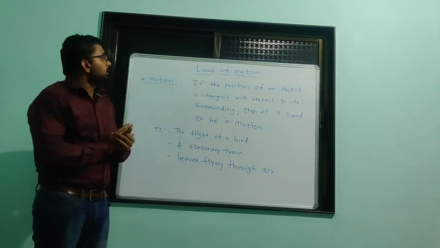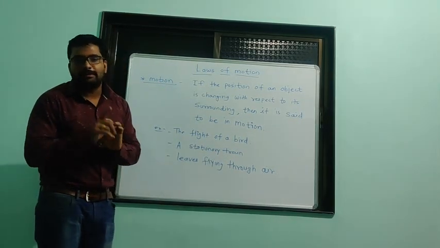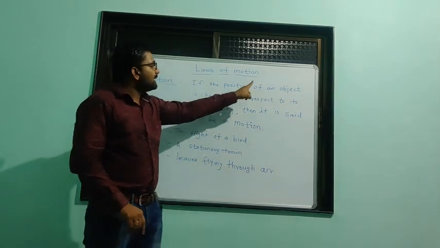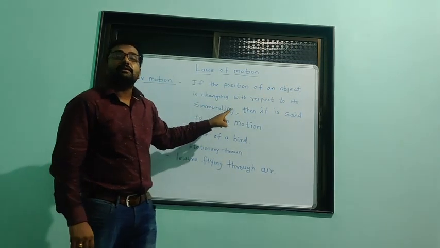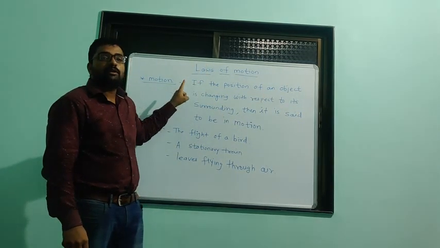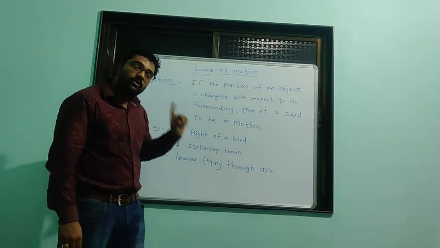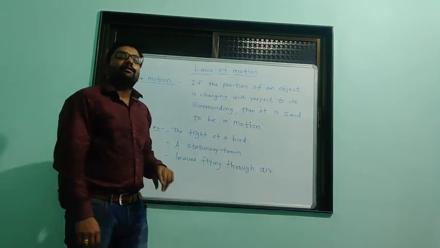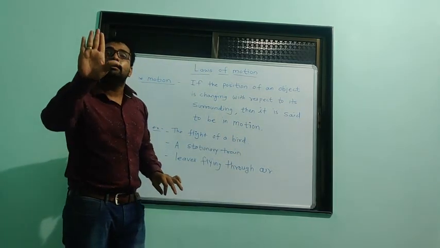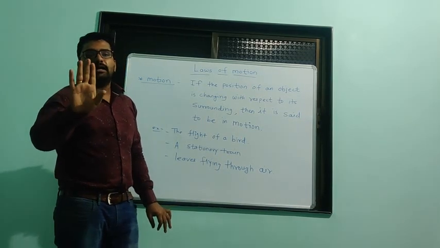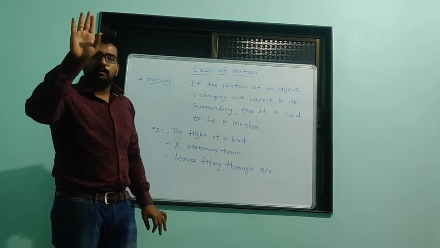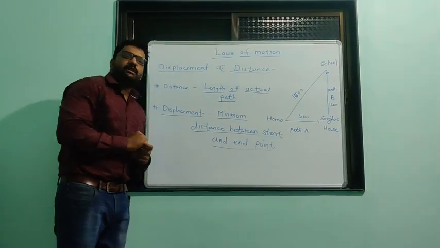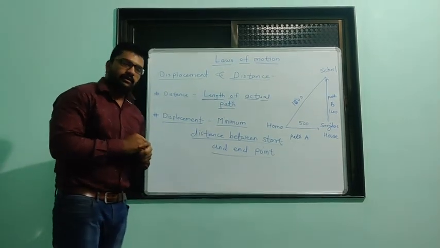So one important thing for motion that we also have to remember is that we can call it motion if and only if the position of an object changes with respect to the surrounding. Otherwise, if the position of an object is not changed, then that object is called to be in rest position. So that is the clear definition of motion. The next topic we have to see is displacement and distance.